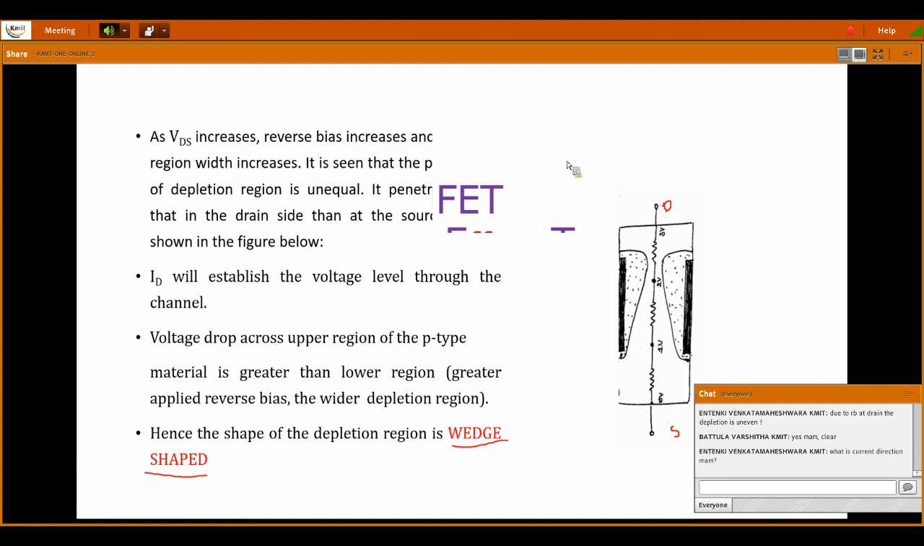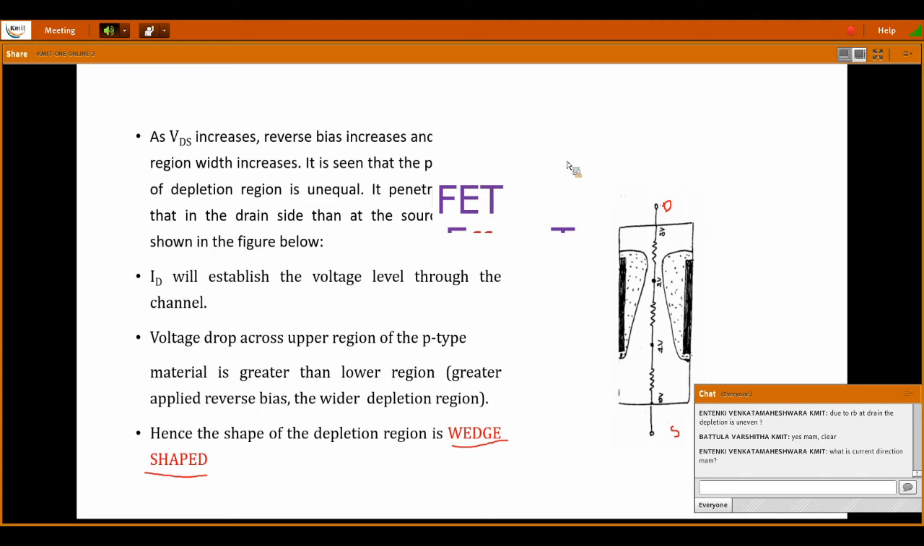If I still increase VDS, can anybody tell me? If I still increase VDS beyond this point, what happens? Current direction is from drain to source. Because the electrons are moving from source to drain, the conventional current direction is nothing but movement of holes, that is in the opposite direction to the flow of current. That is, the current direction will be from drain to source.